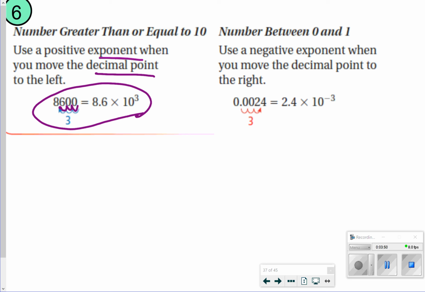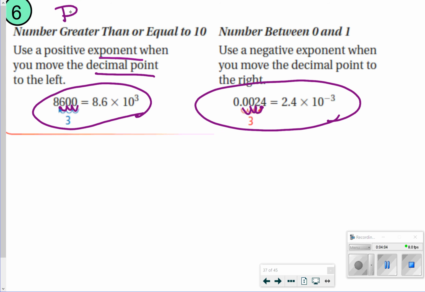But if I have a number between 0 and 1, I would still find out where my decimal goes between the 2 and the 4, but this time I had to move it backwards to the left 1, 2, 3 times, which means my exponent would be a negative 3. Let's go ahead and take time now to pause and write down number 6, and once you're done, click play so you can see how it's done.